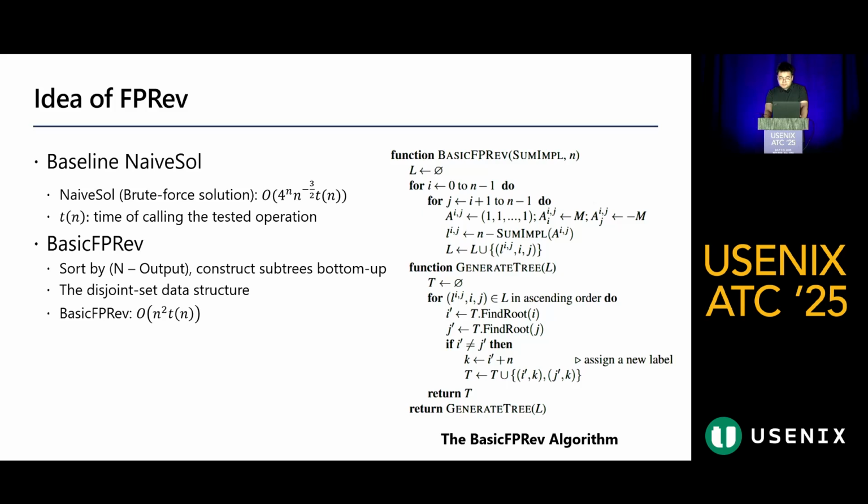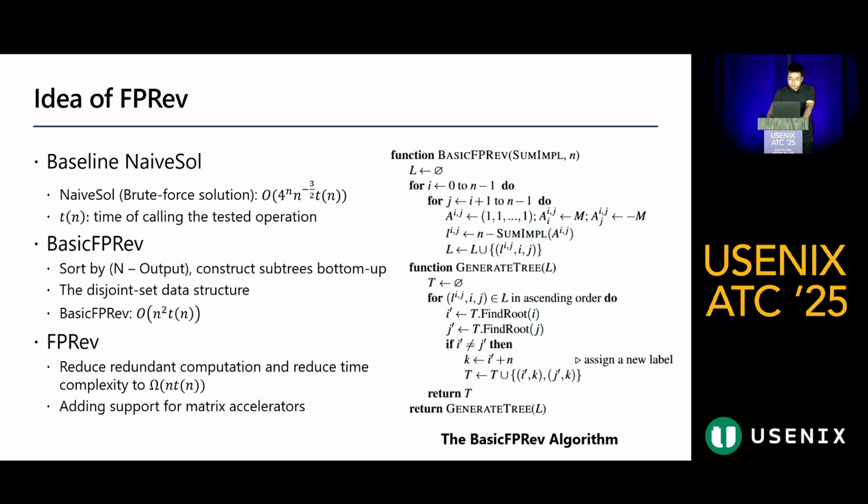Next, as you can see, this quickly becomes intractable for larger n for the brute force approach. To improve this, we introduce our first optimization, basic FPRev. In this basic FPRev, we sort elements by n minus output, and then build the summation tree bottom up. This construction uses the disjoint set data structure, which efficiently helps us merge subtrees and manage connectivity. With this approach, we reduce the time complexity to big O of n squared times T of n, which is a significant improvement over the brute force baseline.